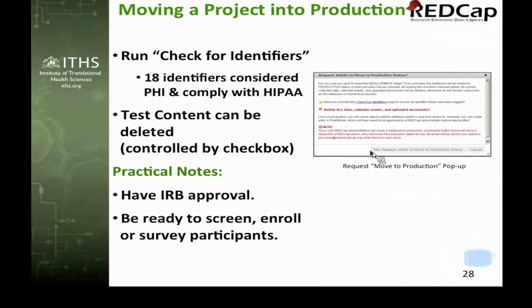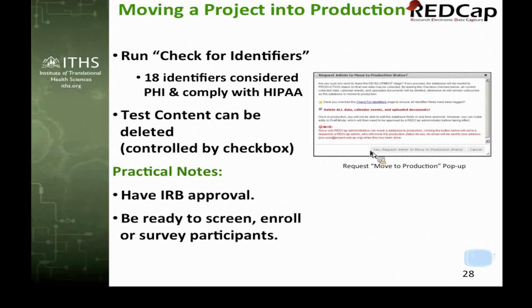This is a checkbox that's automatically checked because REDCap assumes that when you move to production from development, all the records that you've entered so far are test data, and you want to wipe that clean. So it gives you the option to do that automatically. If for some reason that was not the case, and you have actual data in there, uncheck that, and then it will go through without deleting anything. So kind of important to know.